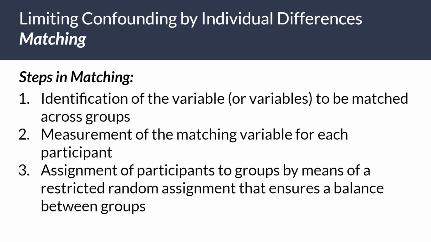So here are some steps to follow in matching. The first one is to identify the variable or variables to be matched. And in that case, that would be IQ. Or in your case, that can be age or gender. If you have 5 boys in group A, there should also be 5 boys in group B. Next, measurement of the matching variable for each participant. Of course, you no longer have to measure gender because that's obvious, but with IQ, you have to measure it. And you may have to look at the school records or measure their IQ ahead of time.